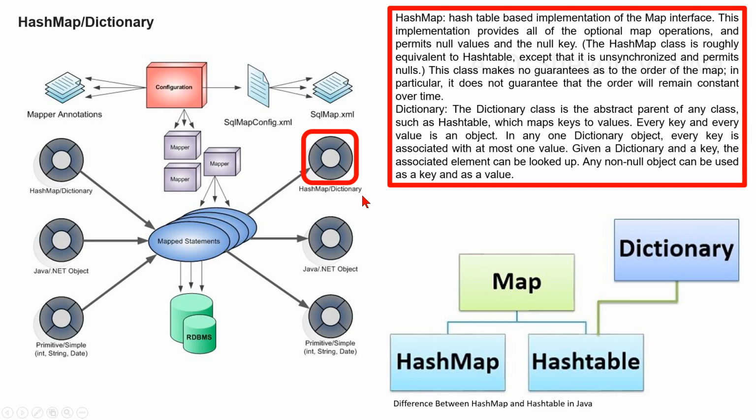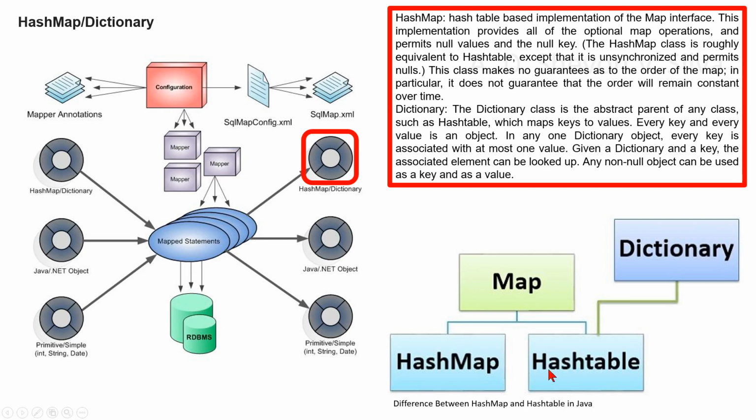Dictionary. The dictionary class is the abstract parent of any class, such as hash table, which maps keys to values. Every key and every value is an object in any one dictionary object. Every key is associated with at most one value. Given a dictionary and a key, the associated element can be looked up. Any non-null object can be used as a key and as a value.